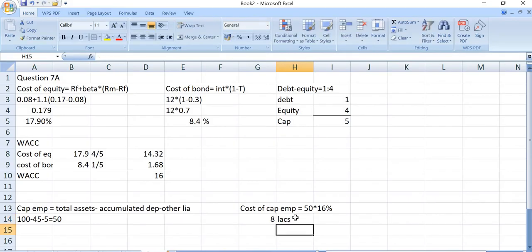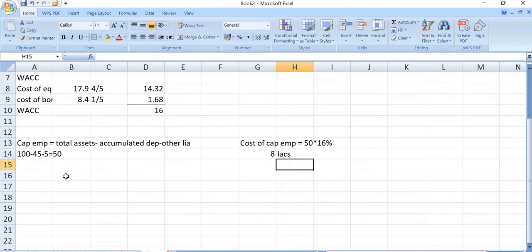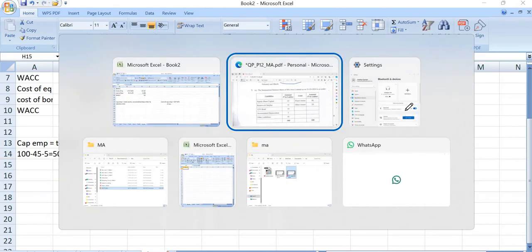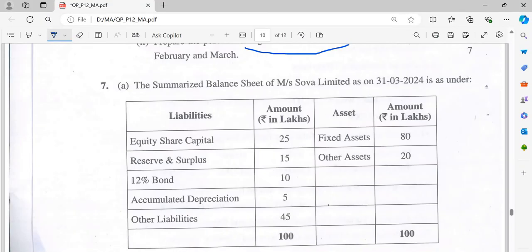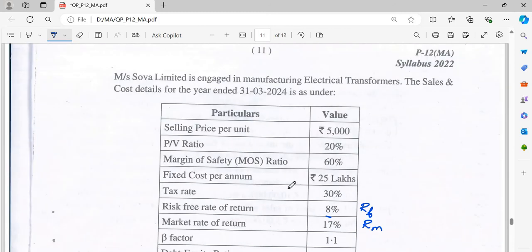So now we need to calculate profit after tax, that is net operating profit after tax before interest, we will be calculating, right? So that one we need to calculate. So for that we require what is our profit. So let us calculate profit. So here the tricky part comes because we don't have profit straight away. They have not given. So here we have a PV ratio, that is 20%.